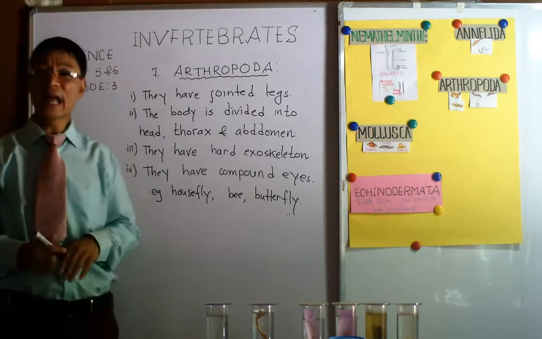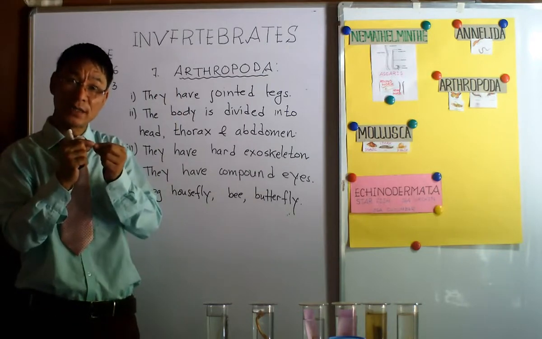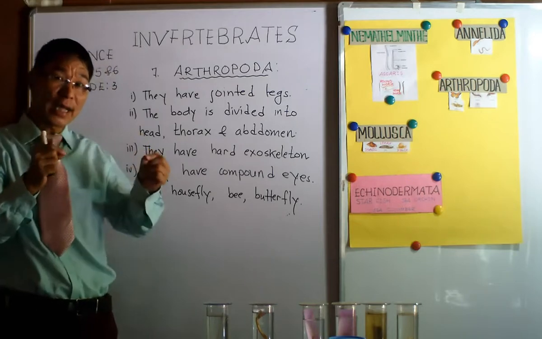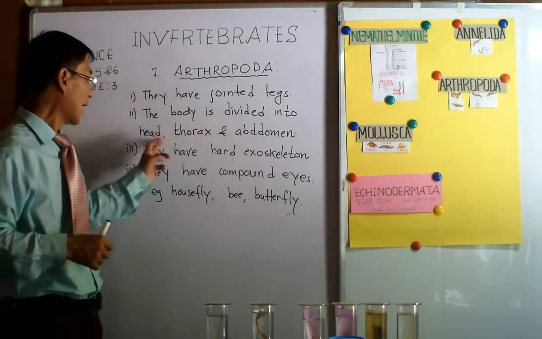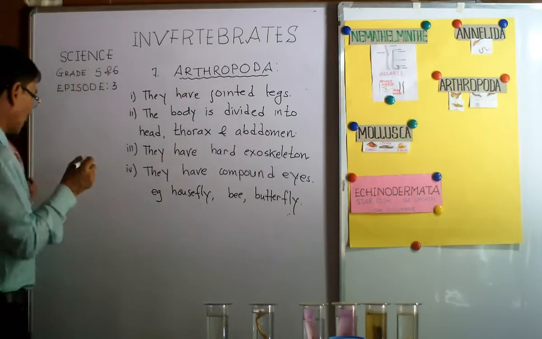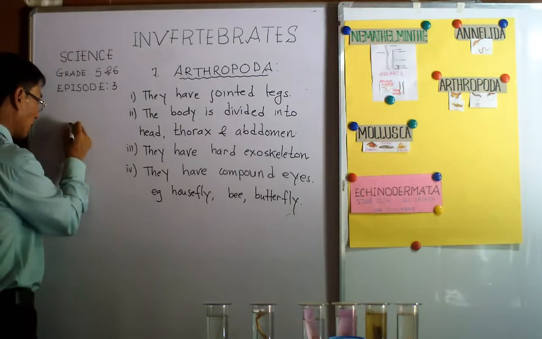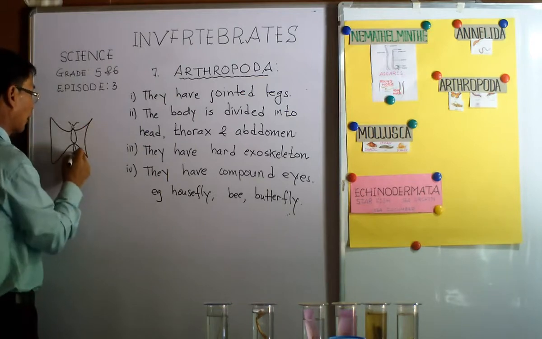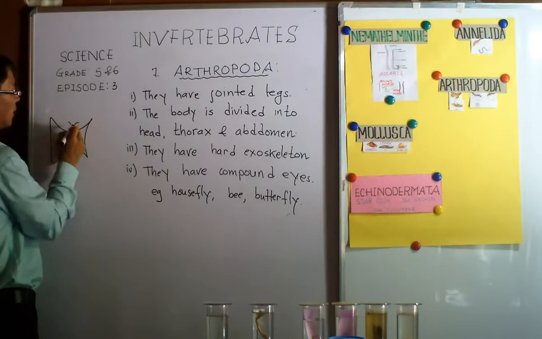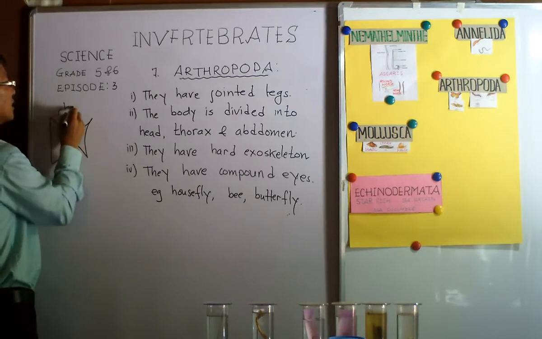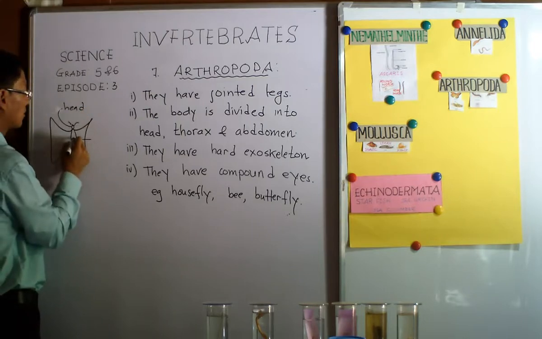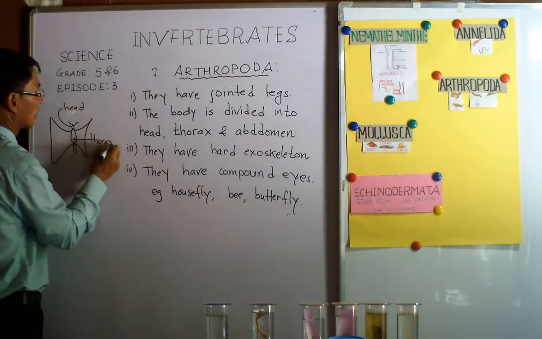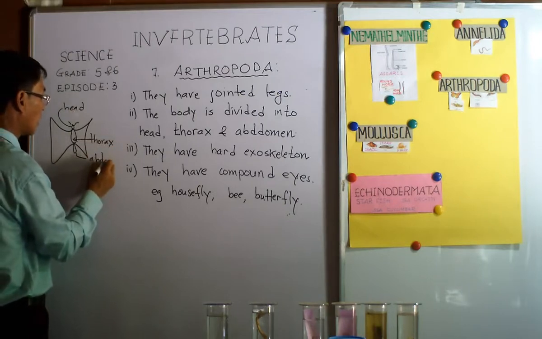Arthropoda. They have jointed legs. The legs are joined together to make long legs. Next one, the body is divided into head, thorax, and abdomen. Let me clarify. Suppose this is a butterfly. And what is this? This is our head. This portion is known as thorax. And this is known as abdomen.